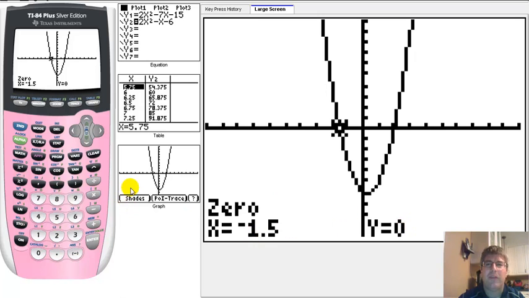So a couple sample problems of finding the x-intercepts or the solutions or the roots of a quadratic equation using your graphing calculator. Have fun with that, and we will see you in class.